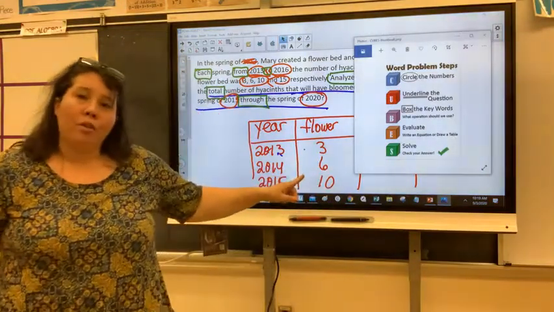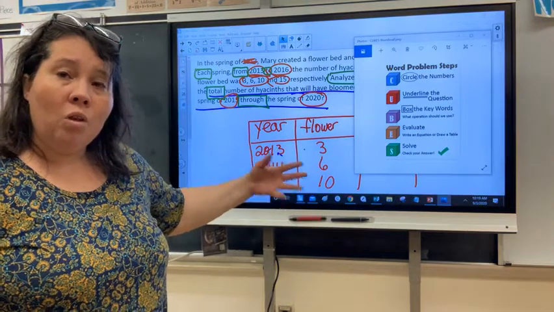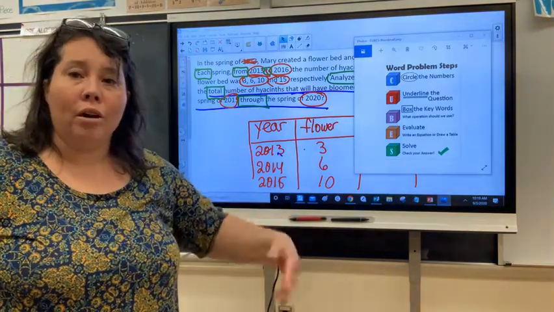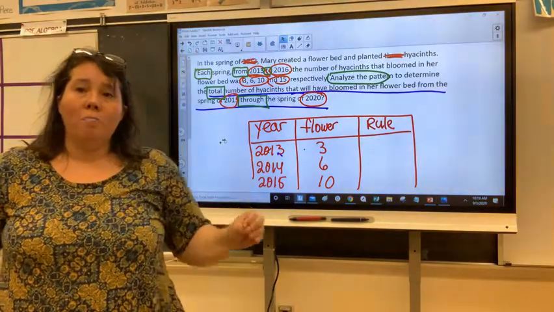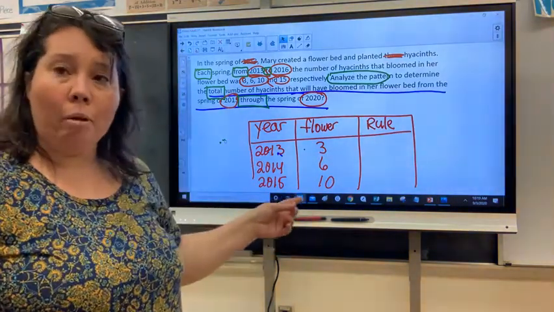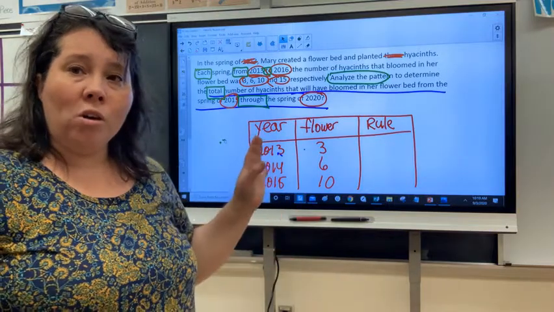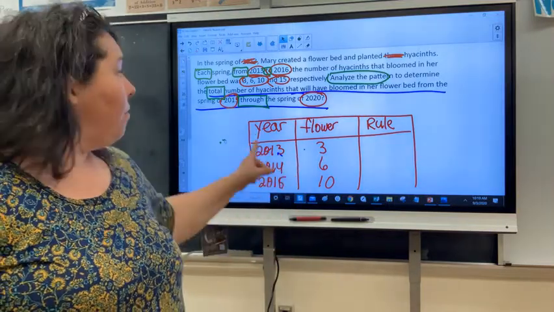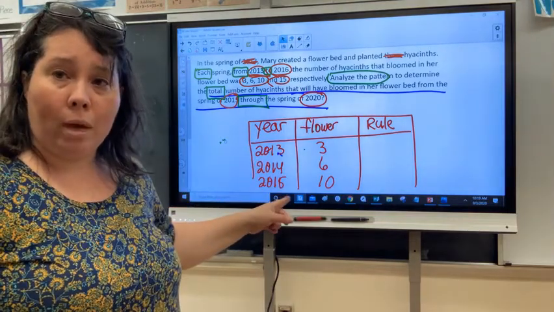The last part of CUBES is solve. So once you figure out your pattern, you can use your pattern to solve the question of the word problem. So solving means look at the question in the word problem and figure out what the answer is. So you have all the steps right now, and you have a little bit of a start on how to solve your first problem of the week.